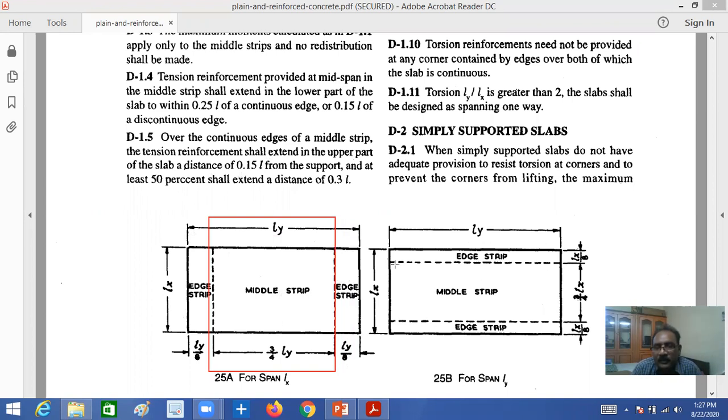Here, if you see this one, 3/4 Lx is the middle strip. Edge strips are Lx/8. Okay, and this is given by IS 456 for simply supported slabs.